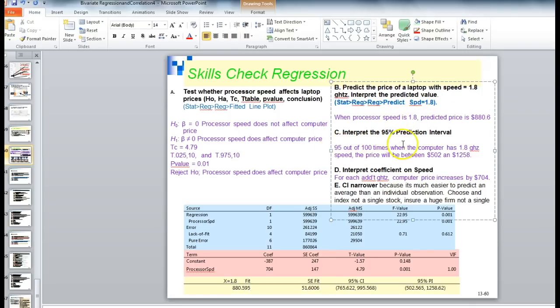Prediction interval: 95 out of 100 times when the computer has 1.8 gigahertz, price will be between 502 and 1258, right here, prediction interval. Interpret coefficient on speed. For each additional gigahertz, computer price increases by $704. Here's my beta. Confidence interval is narrower because it's much easier to predict an average than an individual observation.